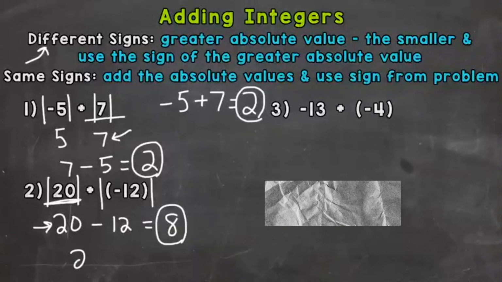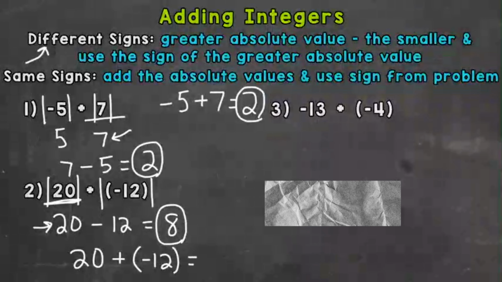Let's think through this using mental math as well. So I'll rewrite the problem. 20 plus negative 12. So we are starting at a positive 20 and we're adding a negative 12. So we are decreasing in value by 12 from 20. So we can think of this as 20 and we are taking away or subtracting 12 because we are decreasing in value. So we would end up at a positive 8.